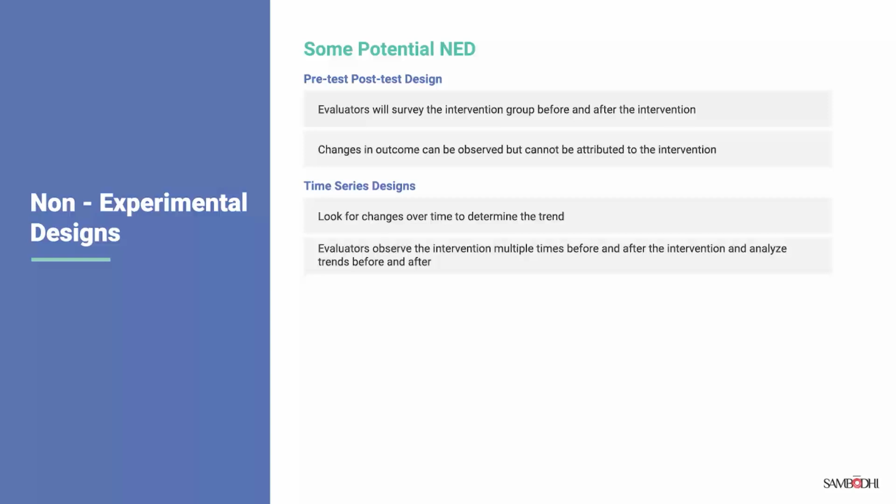Number 2. Time series designs. In this approach of NED, the researchers can look for changes over time that will enable them to determine the trend. The evaluators will observe the intervention multiple times before and after the intervention. This will help in the analysis of trends for before and after.